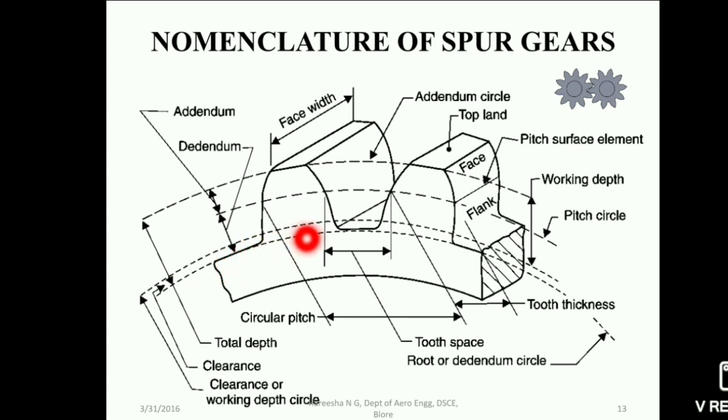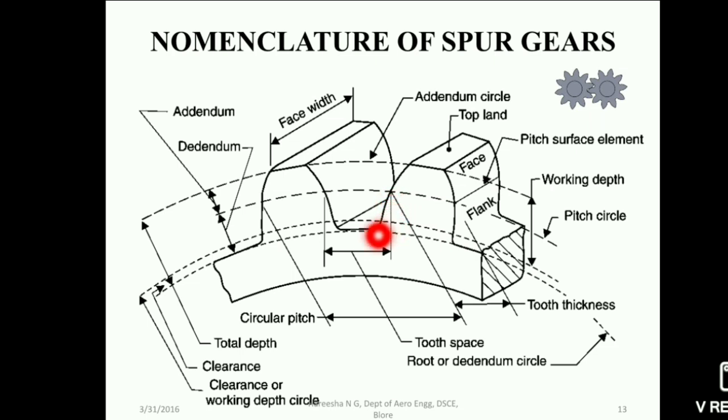Then you have the circular pitch. Circular pitch is the circumferential distance from one pitch point on one side of a tooth to the consecutive one. That means when you have this point, you have to take this point. Likewise, the circumferential distance between the consecutive pitch points of the teeth is called the circular pitch.